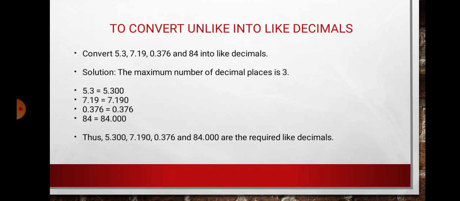7.19 already has two decimal places. If you add only one zero, it is enough. 0.376 already has 3 decimal places, so let us keep it as it is. 84 is a whole number, so put a decimal point and add 3 zeros. As you see here, now all the decimal numbers have 3 decimal places after the decimal point. It shows that we have converted them into like decimals.